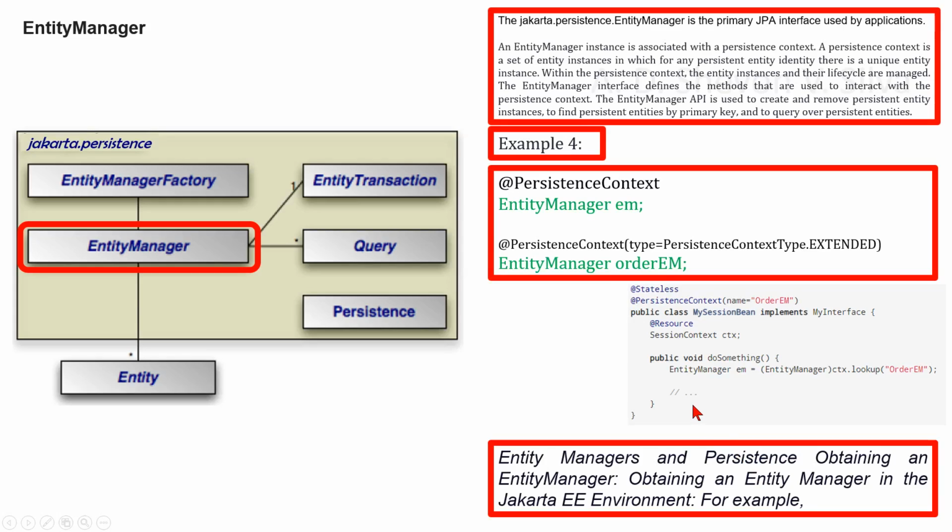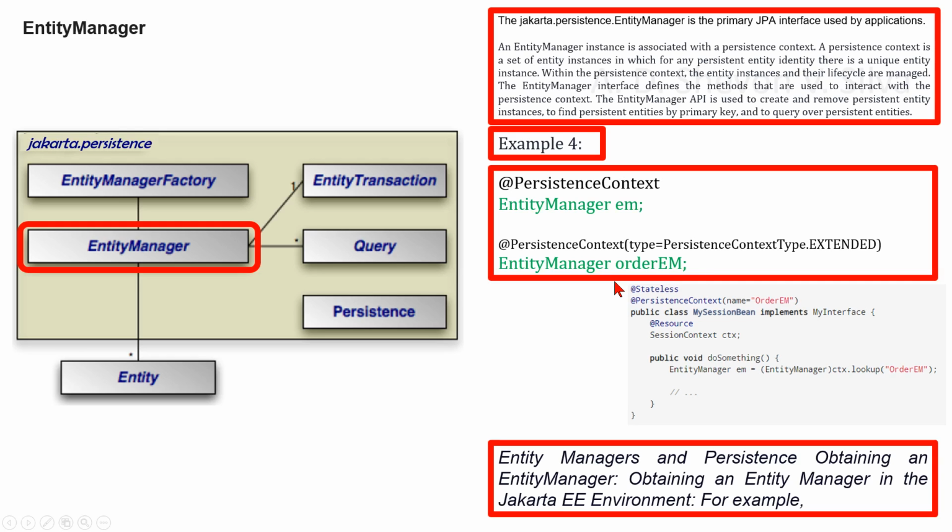Now we are considering obtaining an entity manager in the Jakarta EE environment. For example, a container-managed entity manager is obtained by the application through dependency injection or through direct lookup of the entity manager in the JNDI namespace. The container manages the persistence context lifecycle and the creation and closing of the entity manager instance transparently to the application.